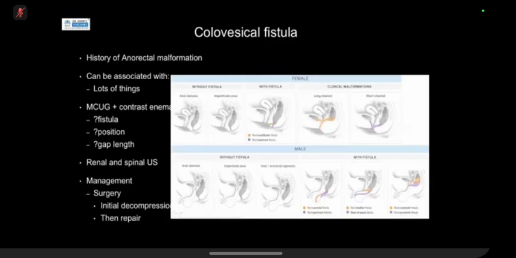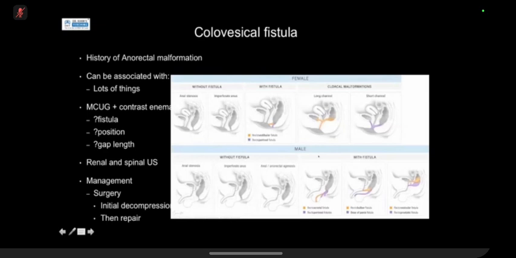And the three questions we're answering when we do this study: is there a fistula? So is there an abnormal connection between the bladder and the bowel, or the urethra and the bowel? Then the position of the rectum and the gap to the perineum, because they need to know all of this to do their repair. Because they can be associated with lots of different abnormalities, the child will also have a renal and a spinal ultrasound. And this is just to show you the range of cloacal malformations and fistulae that we can see.